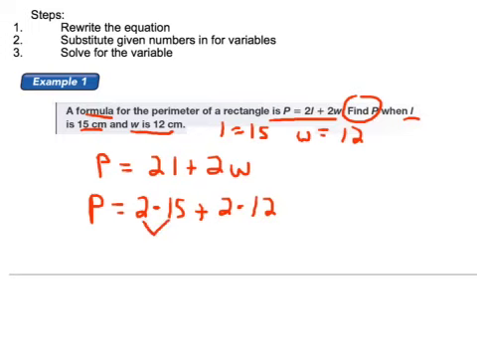So I'm going to take these and multiply them together. 2 times 15 is 30. I can't add until I'm done multiplying. I've got another multiplication problem. 2 times 12 is 24.